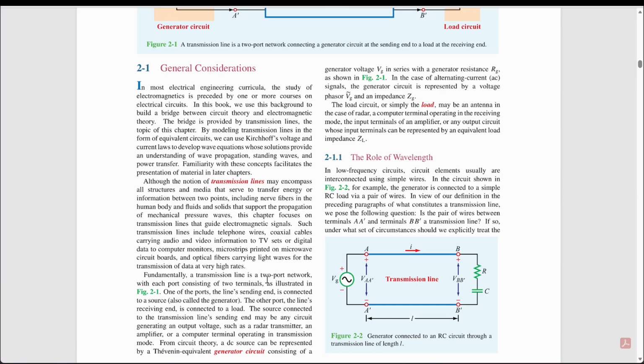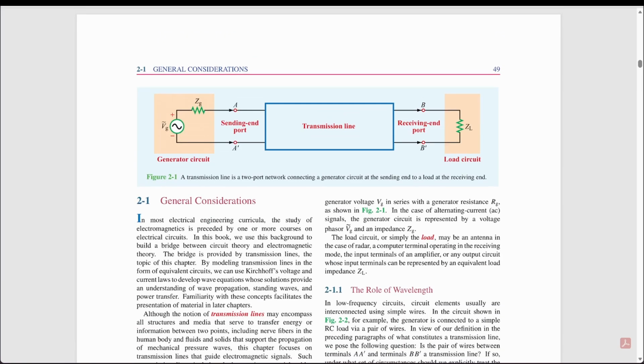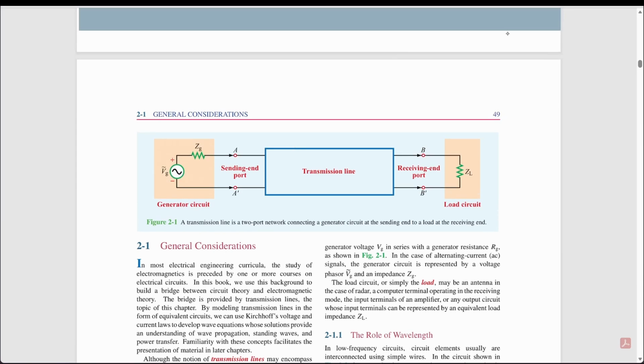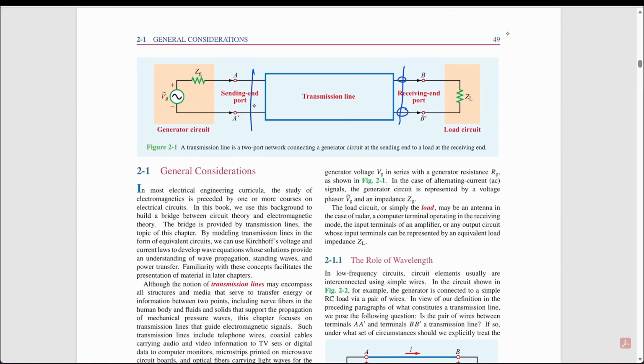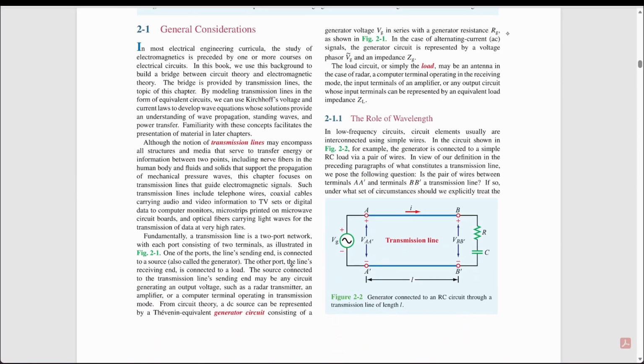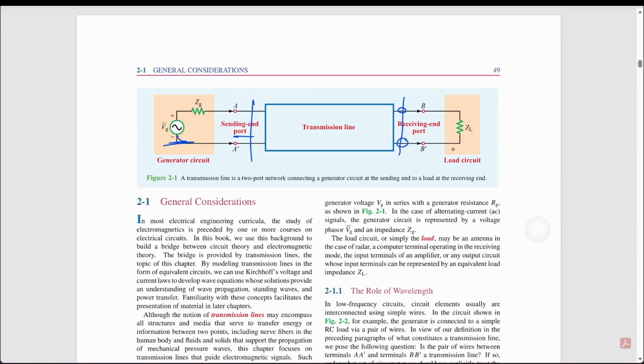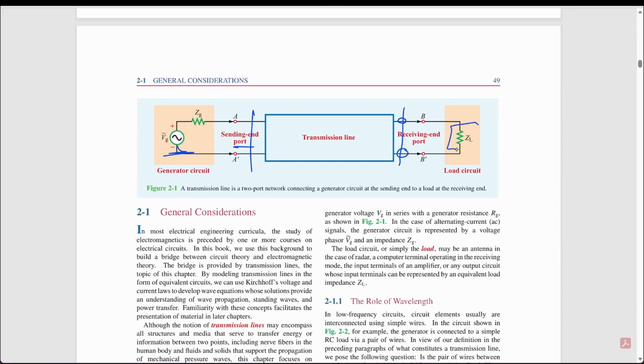Fundamentally, a transmission line is a two-port network, with each port consisting of 2 terminals, as illustrated in figure 2.1. So as we can see here, it has 2 ports, with each port consisting of 2 terminals. One of the ports, the line's sending end, is connected to a source, also called the generator. So this side is the sending end connected to a generator that generates some voltage in some way. The other port, the line's receiving end, is connected to a load. So here we could consider it's the output of the transmission line, and here we have a load and we have to transmit some kind of power to it.